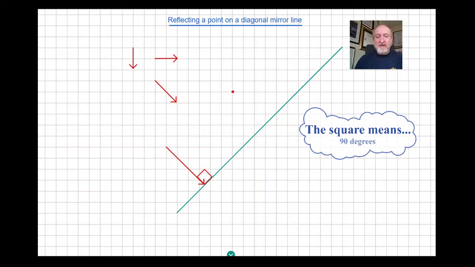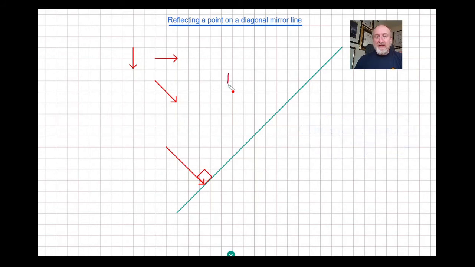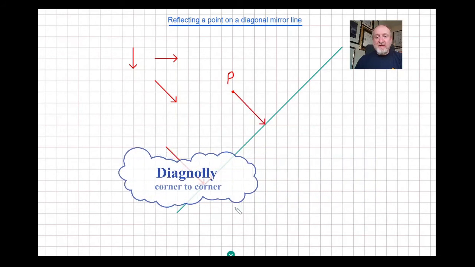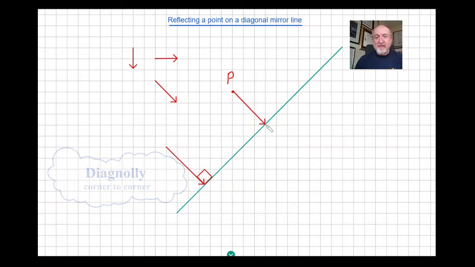Okay, so let's go back to my example, and we were starting up here, and I'm going to call this point P, and we're going to travel, let's count them out, 1, 2 diagonals across the squares, 3, and then, yep, you've guessed the routine now. I'm going to travel 3 across again, 1, 2, and 3, and I'm going to label that, let's call that point Q. And that's all there is to reflecting a point on a diagonal mirror line.